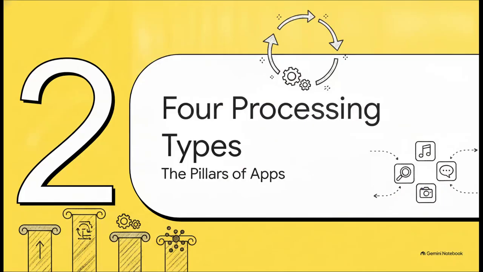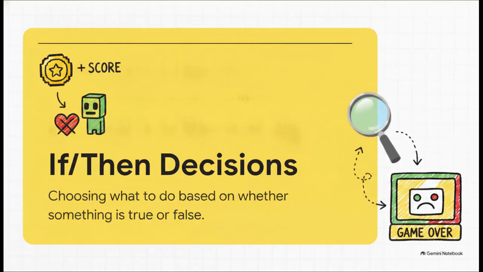Moving on to part 2, let's look at the 4 common processing types that act as the pillars for your favorite apps. First up, we've got if-then decisions. It's basically the ultimate digital ultimatum. The rule is simple. If a certain condition is true, then the computer takes a specific action. You know, if your video game character grabs a coin, then bump up the score. If they lose all their health, boom, game over.